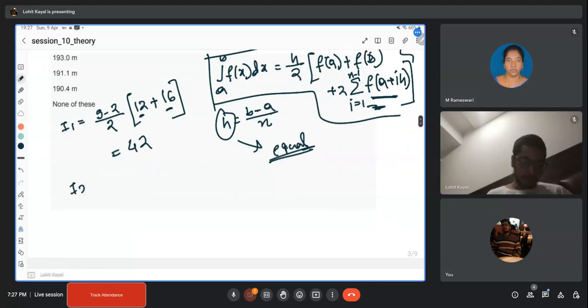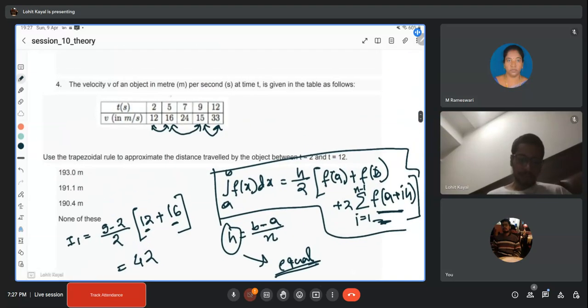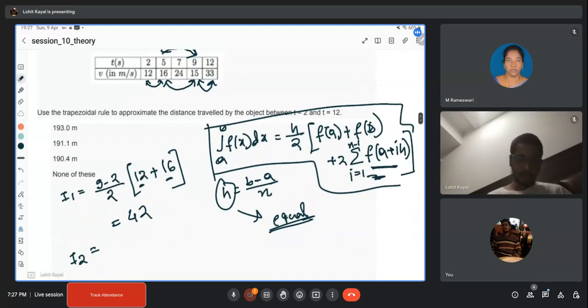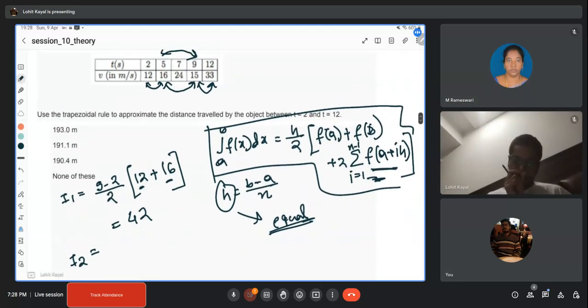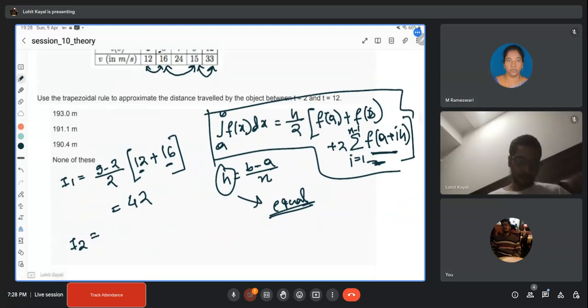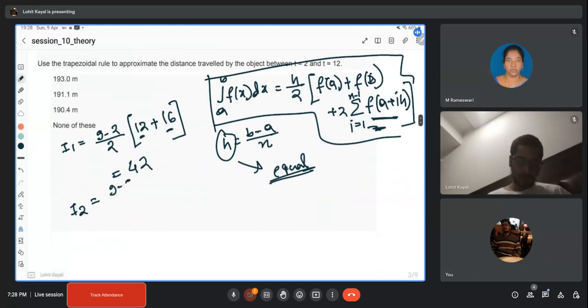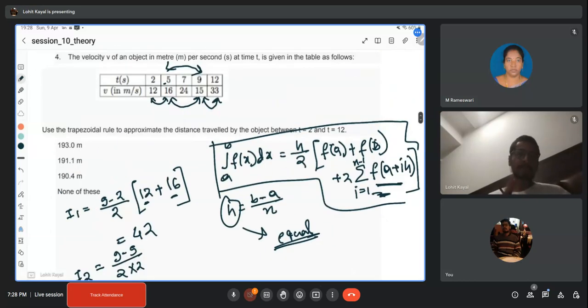Now I2 for these 3 points, 5, 7, and 9. So what will be the formula for these 3 points? If B is 9 and A is 5, that is 9 minus 5 divided by 2 times 2. Why? Because it has two segments.